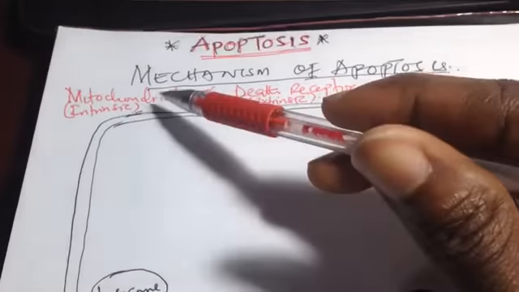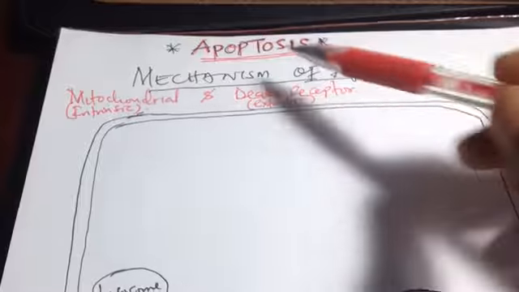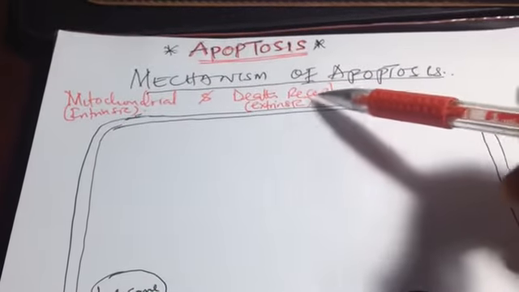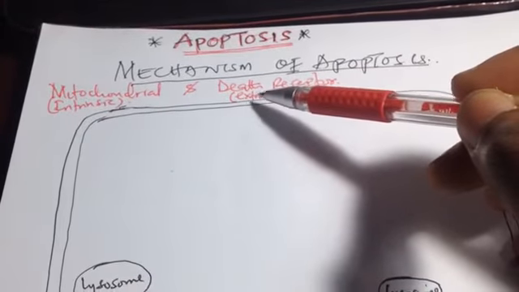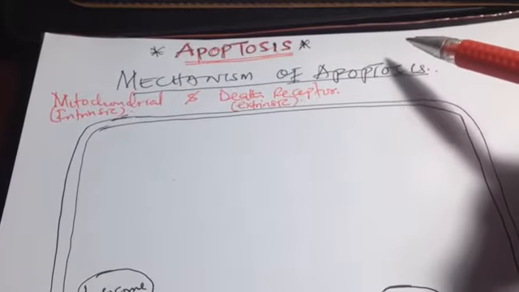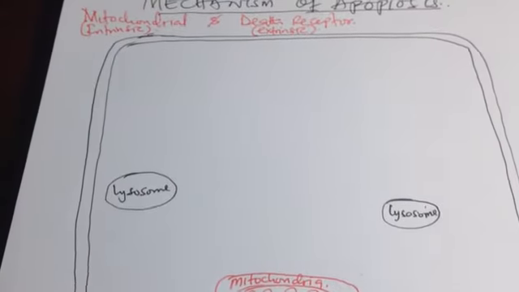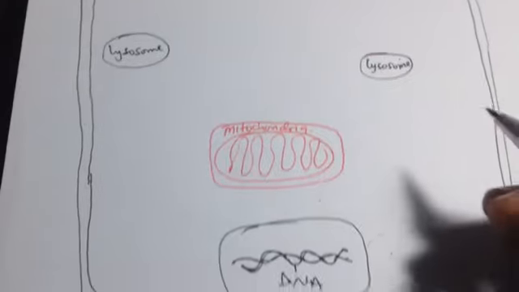In the mitochondrial pathway, the signal is coming from inside the cell. That is called the intrinsic pathway. While in the death receptor pathway, the signal is coming from outside. So some outside signal will trigger this apoptosis. Now we are going to see the mitochondrial one, that is the intrinsic.